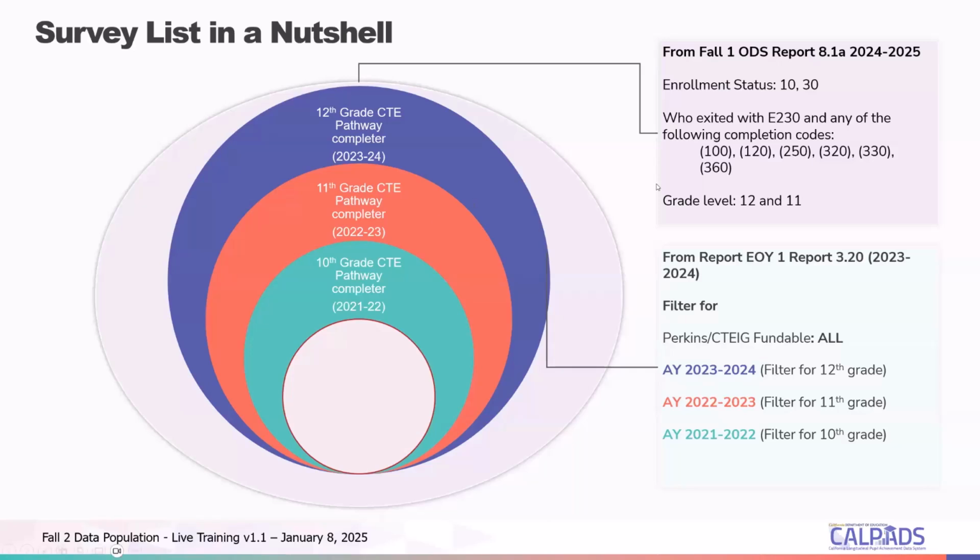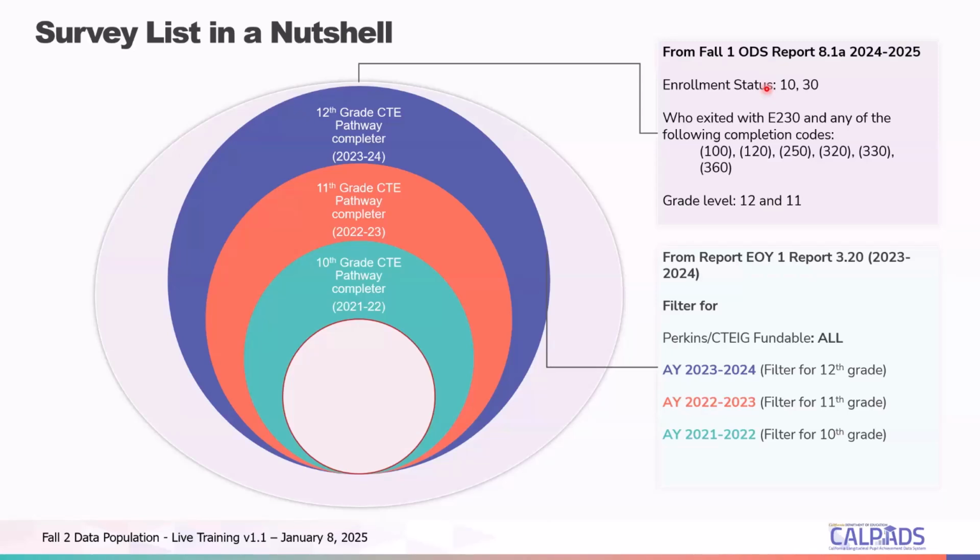Right. So in a nutshell, this is how the survey list would be determined. You first run ODS report 8.1a for 24-25, filter for enrollment status 10 and 30, and then filter for completer exit code E230 and completion codes 100, 120, 250, 320, 330, and 360. And then filter for grade levels 12 and 11. So essentially, you generate the list based on these parameters to determine your completers.